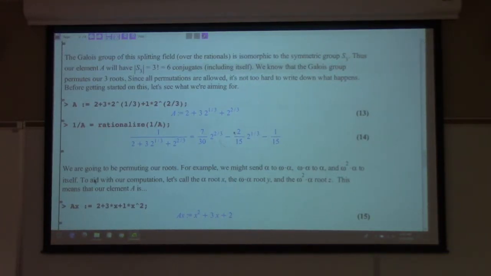Rationalize that. It seems like a reasonable command. And so there it is. But the question is, how do you actually do this by hand? And that's what I'll show you.